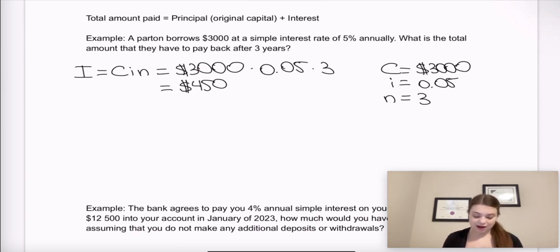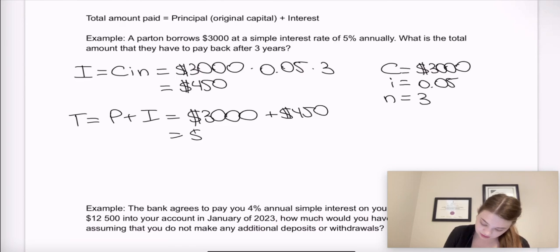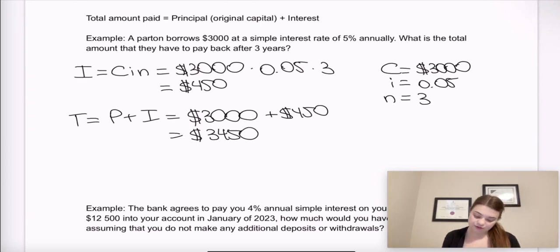And then we have to figure out, okay, how much is the total amount they have to pay back? So the total amount they have to pay back is going to be equal to the original principal plus the interest, which is equal to $3,000, that's how much they originally borrowed, plus the extra fee for borrowing of $450. So therefore, the final answer is $3,450. So that is the answer for how much they would have to pay back after 3 years.